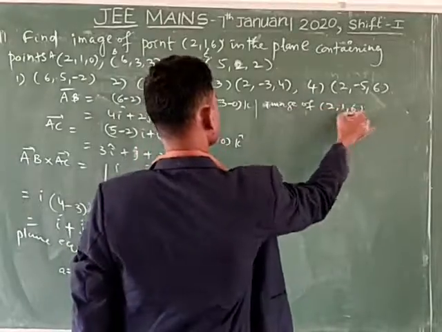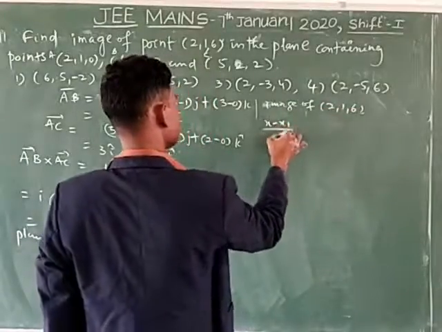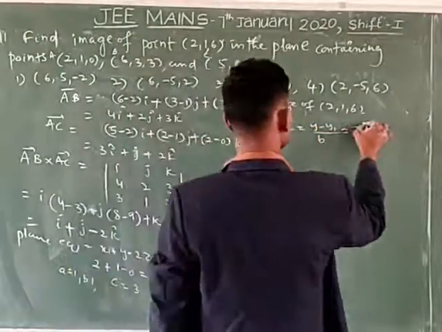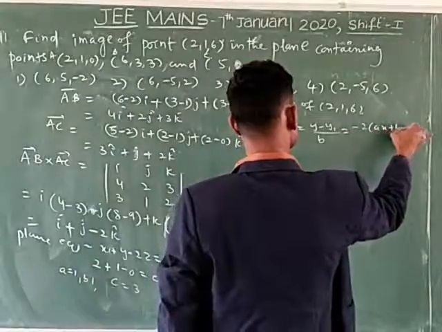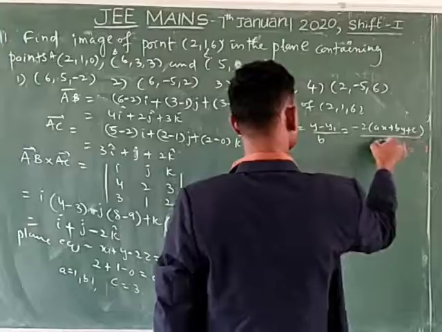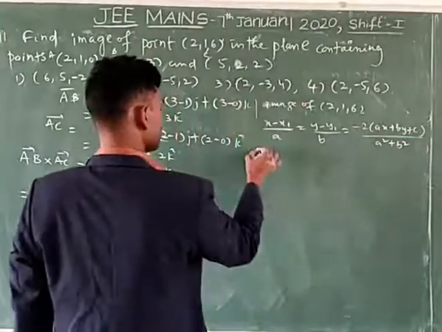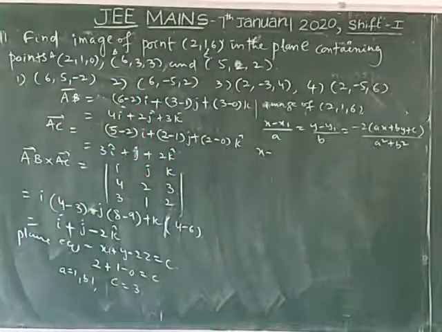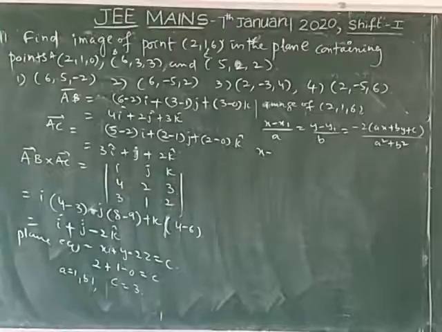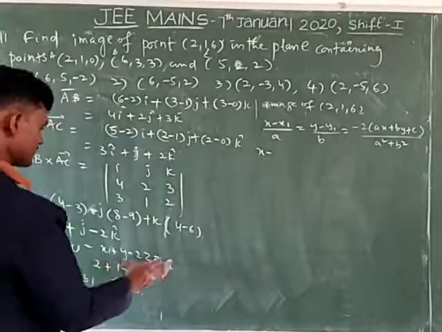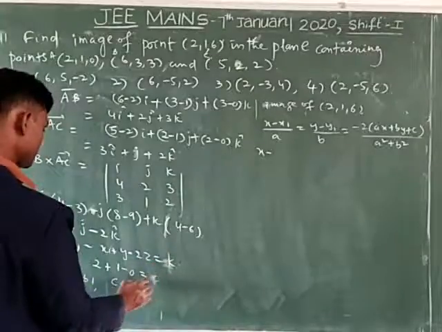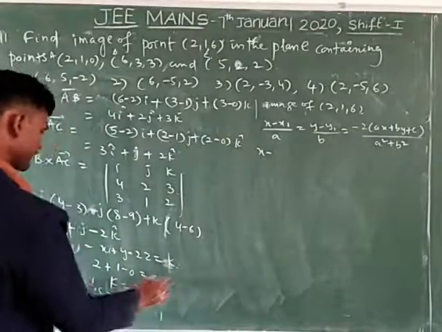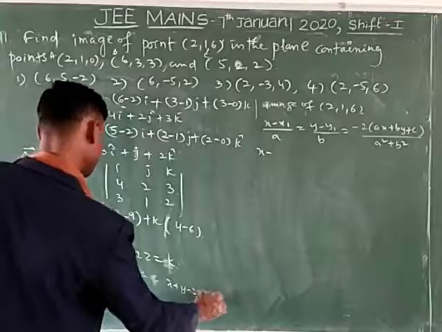Two, 1, 6. Here (x minus x1) by a is equal to (y minus y1) by b is equal to minus 2 into (ax plus by plus c) by (a square plus b square). Now x minus x1, which point do we have to find here? See, here already this is ax plus by plus c, then you can write some k. Then c is equal to minus 2. Then you can write the equation x plus y minus 2z is equal to 3.